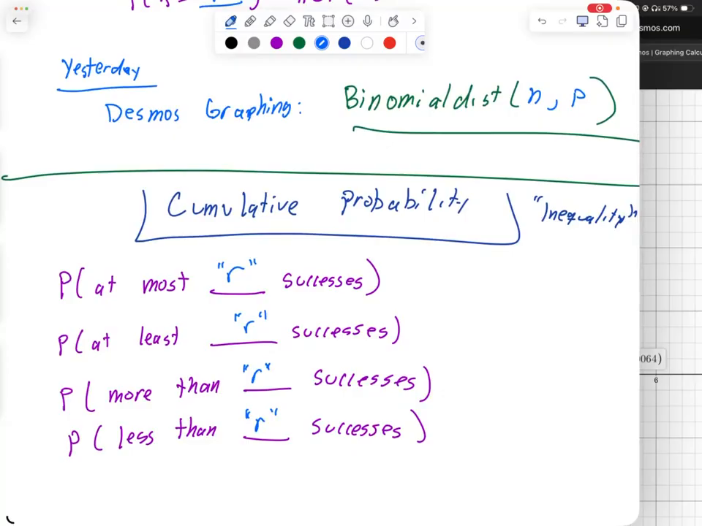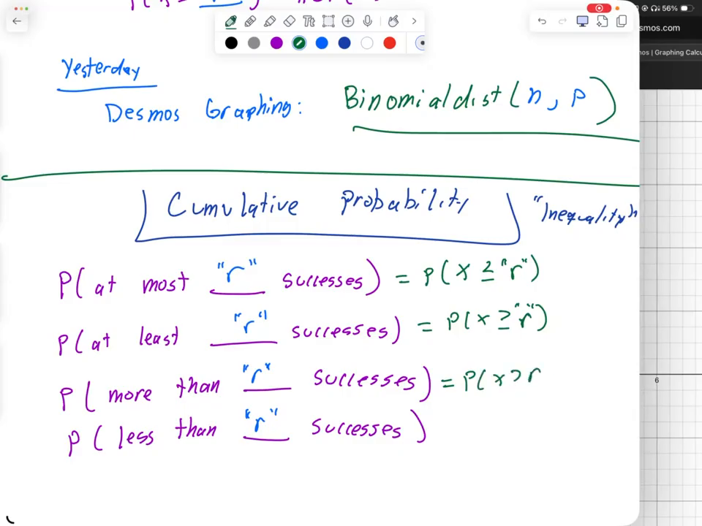At most r successes is the same thing as the probability that x is less than or equal to r. That's what at most means: you stop at that number. At least is the probability that x is greater than or equal to r. I'm going to put a little quotation mark around that r. More than is the probability that x is greater than r, which is the same thing as the probability that x is greater than or equal to r plus 1.